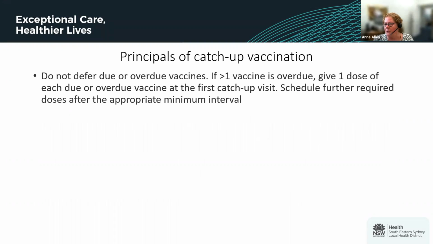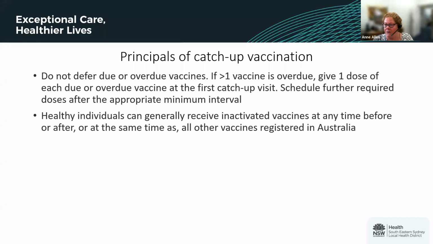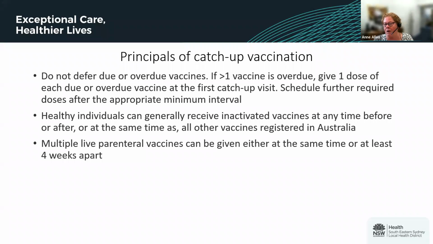Do not defer due and overdue vaccinations. If more than one vaccine is overdue, give 1 dose of each due or overdue vaccine at the first catch-up visit. Schedule further required doses after the appropriate minimum interval. Healthy individuals can generally receive inactivated vaccines at any time before or after, or at the same time as all other vaccines registered in Australia. Multiple live parenteral vaccines can be given either at the same time or at least 4 weeks apart. So that's the live virus vaccines.